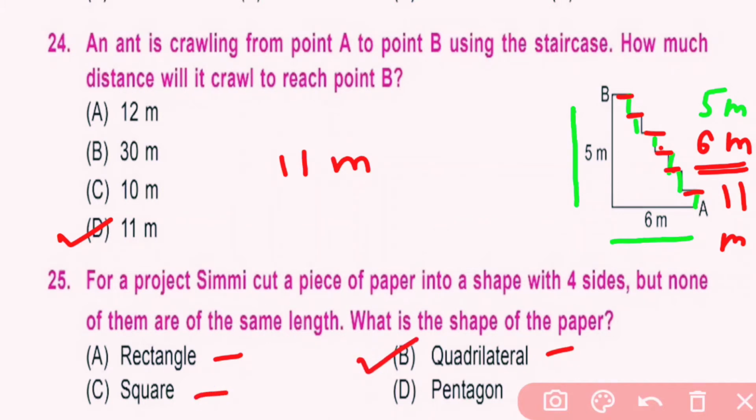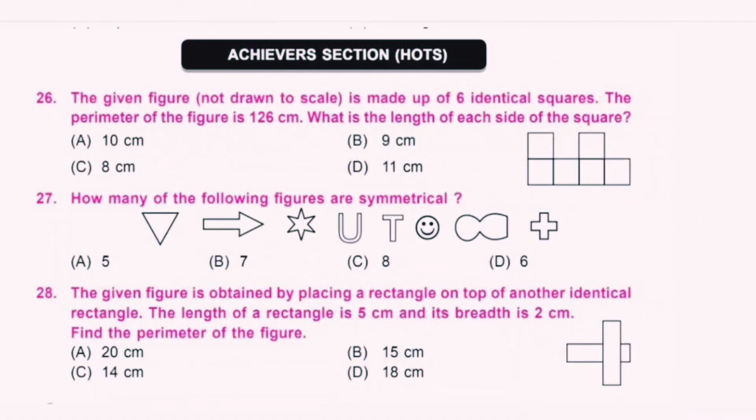And square, all sides have same length. And pentagon, there are 5 sides. So here B is correct answer. Next section is achiever section.